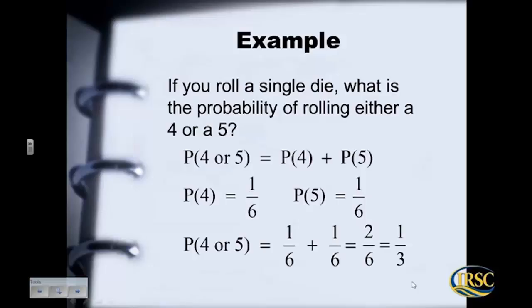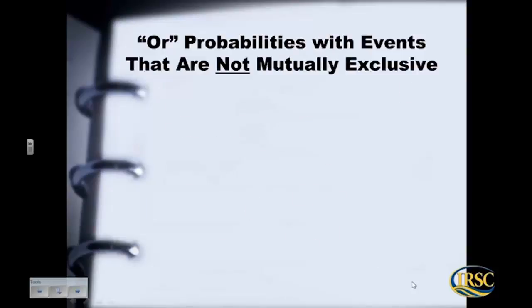Okay, so any questions on an OR problem if the events are mutually exclusive? Okay, not mutually exclusive. What do you think that means? No, not the and, just not mutually exclusive. It can happen at the same time, right. So mutually exclusive means that they can't happen at the same time. Not mutually exclusive means they can happen at the same time, like drawing a card and getting a king or a heart. You can get a king and a heart at the same time. Okay, so you guys see the difference there?